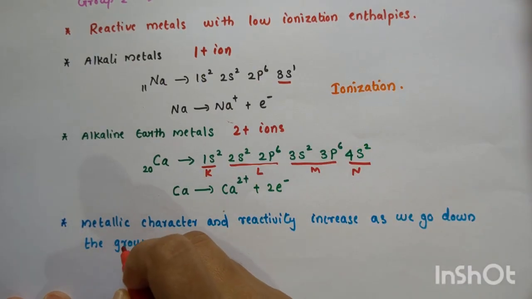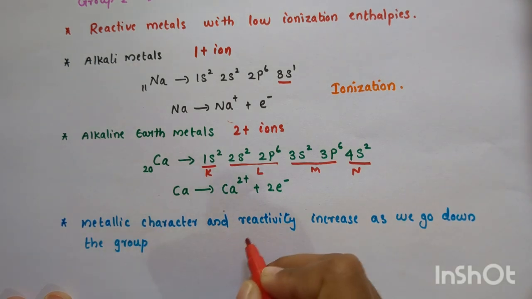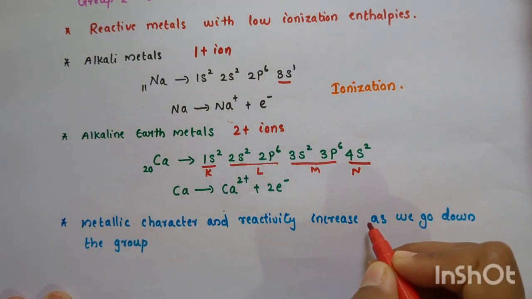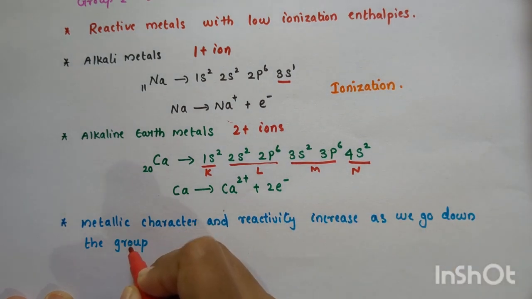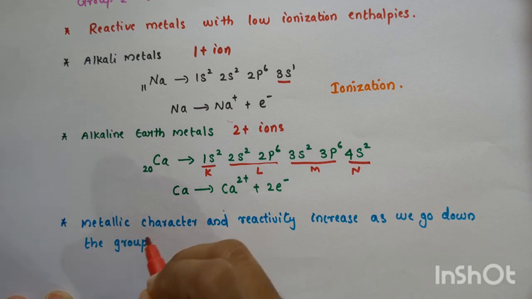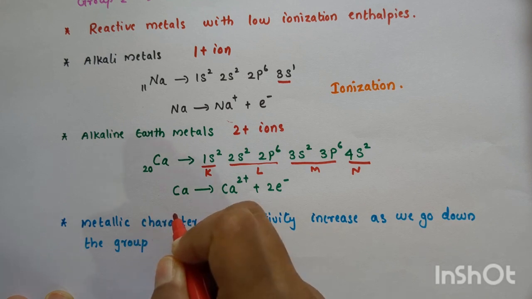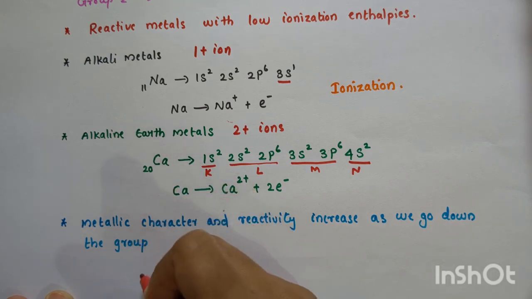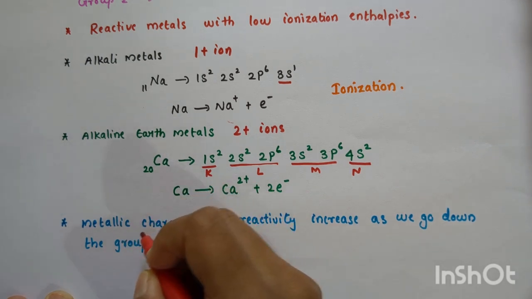For S block elements, the metallic character and the reactivity increase as we go down the group. Because of their high reactivity, they are never found pure in nature.